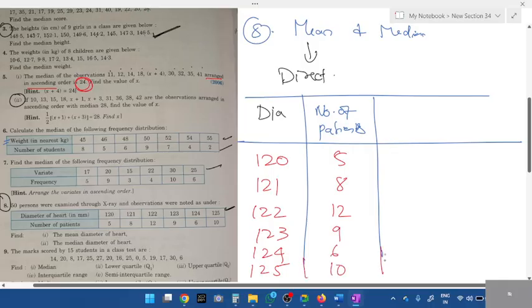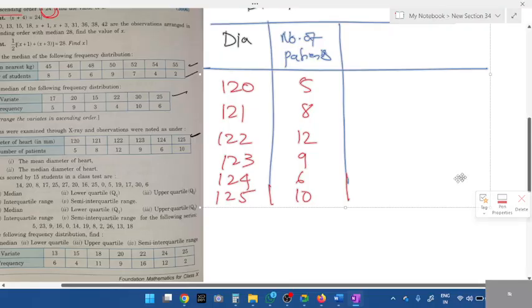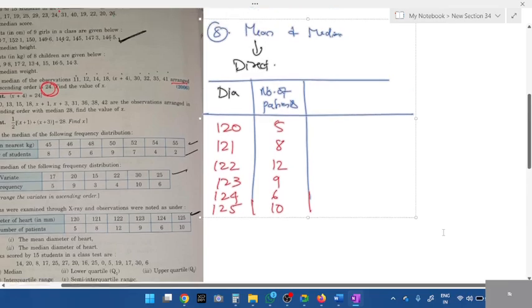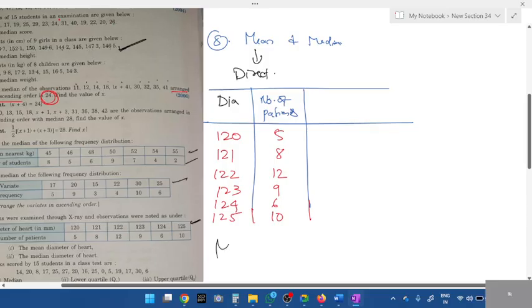I've taught you all three methods. You can use any method. Did they ask for any specific method to find the mean, or have they just asked us to find the mean, students? The mean. Use the direct method. What is the mean formula? Summation of f into x. This is x, this is xi, this is fi. Complete. All of you will find the mean.